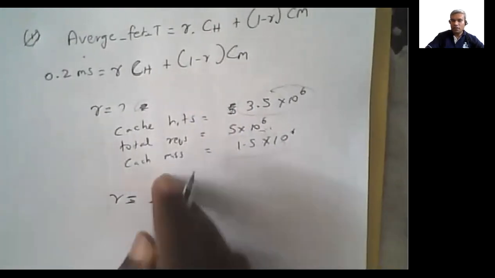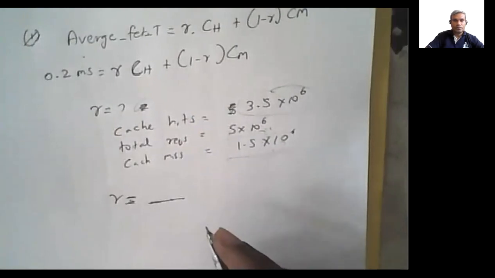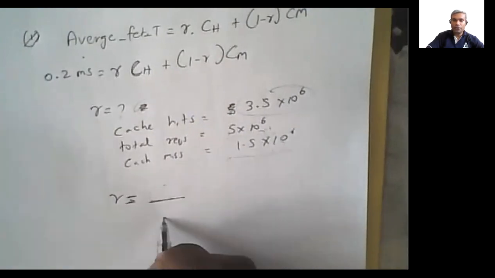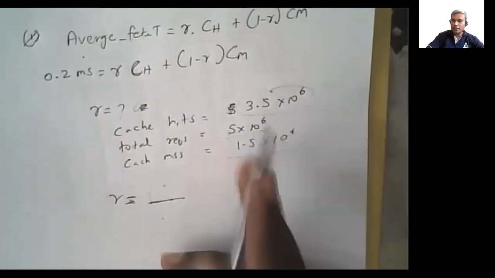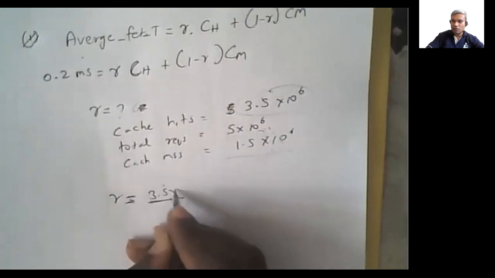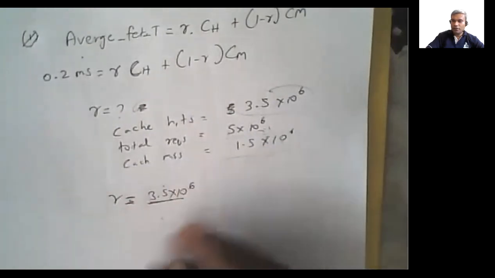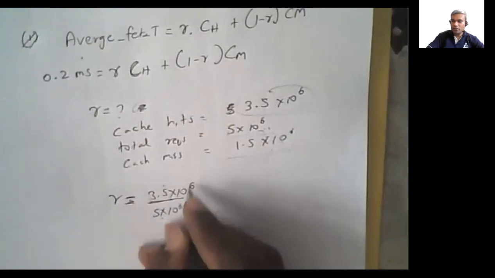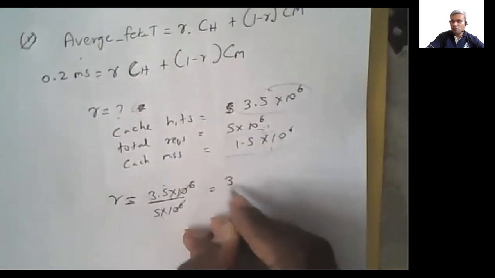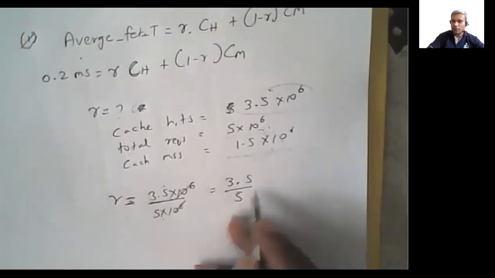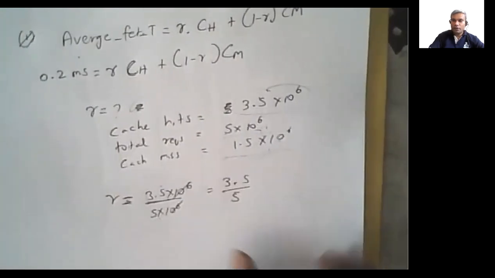So what will be at the top? Can you remember the R equation? Number of cache hits divided by total number of requests. So how many cache hits? And what is the total number of requests? 5 into 10 to the power 6. So they cancel out. You get 3.5 divided by 5. If you want, you can cut it and say 0.7 as well.